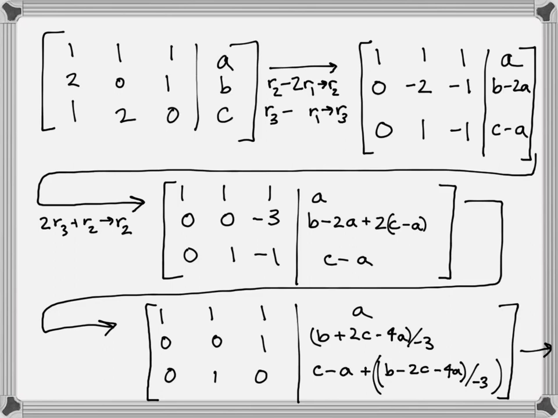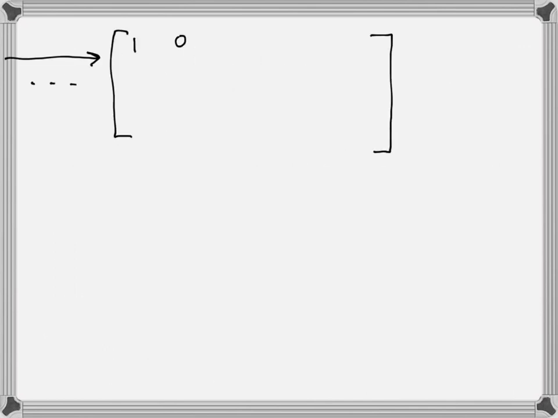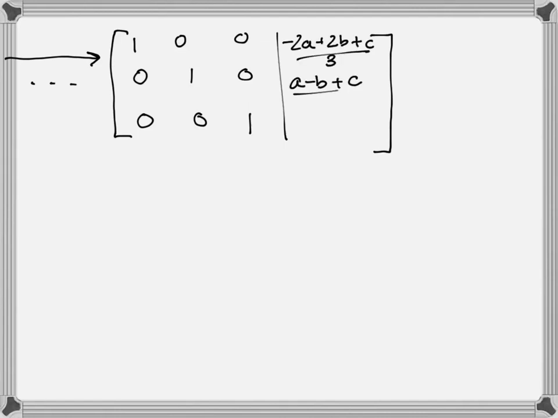It's starting to look a bit disgusting. Anyway, through the power of row reduction, I end up with the identity matrix on the left and this kind of weird-looking vector on the right. And what I have is that these things are solutions for x, y, and z.